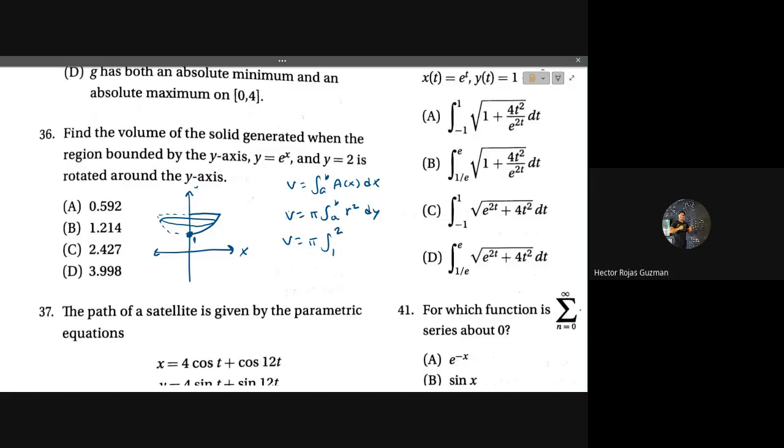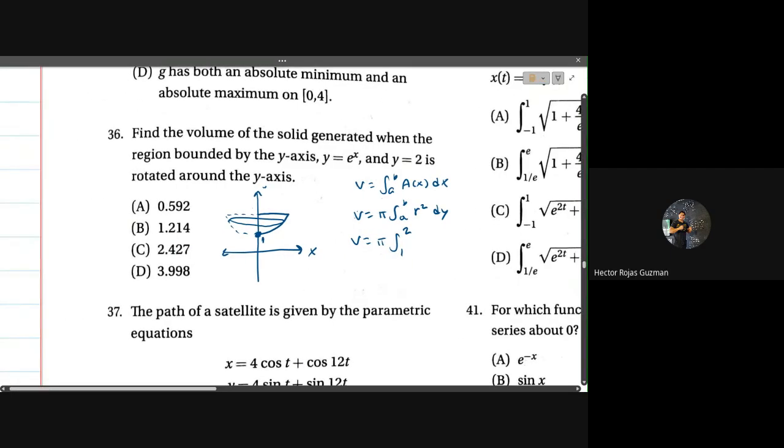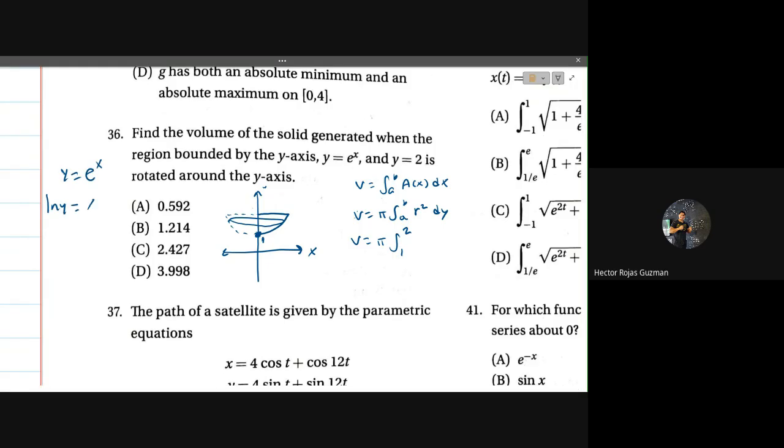We just have to change the equation in terms of y. ln of y equals x. That's your function. So you have the integral of ln of y squared dy. And plug it in the calculator carefully. Let me see, what's the answer here? The answer is A.